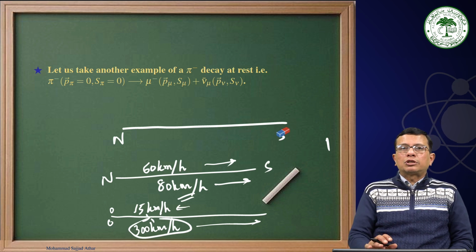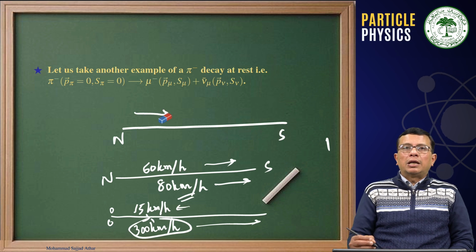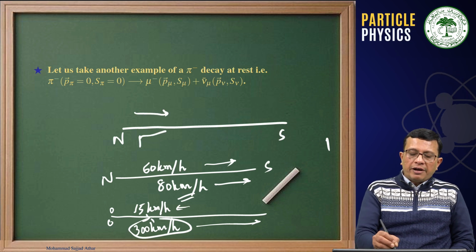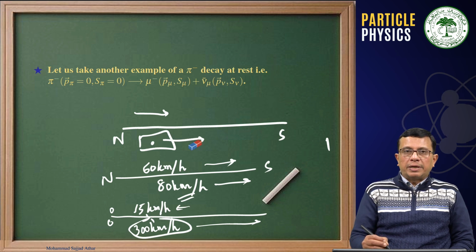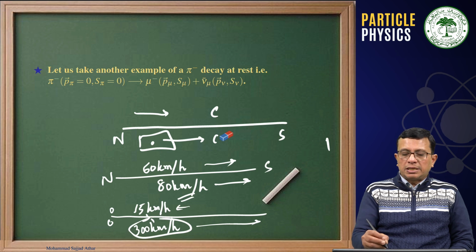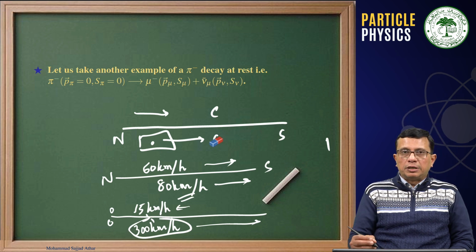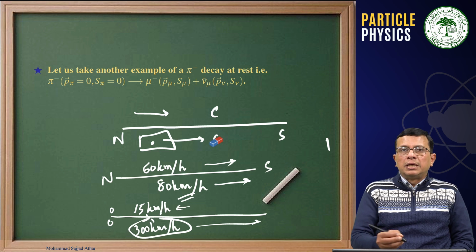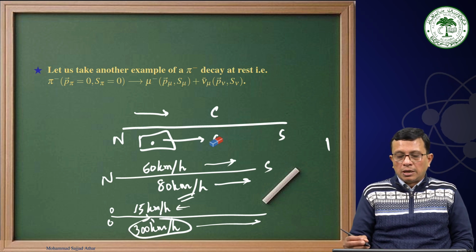Since neutrinos are also massless particles, if the neutrino is moving along this direction and we have a frame in which light is sitting and moving in the same direction, since both of them are traveling with the speed of light, both massless particles, all the time they are going towards the south direction and there will be no change.